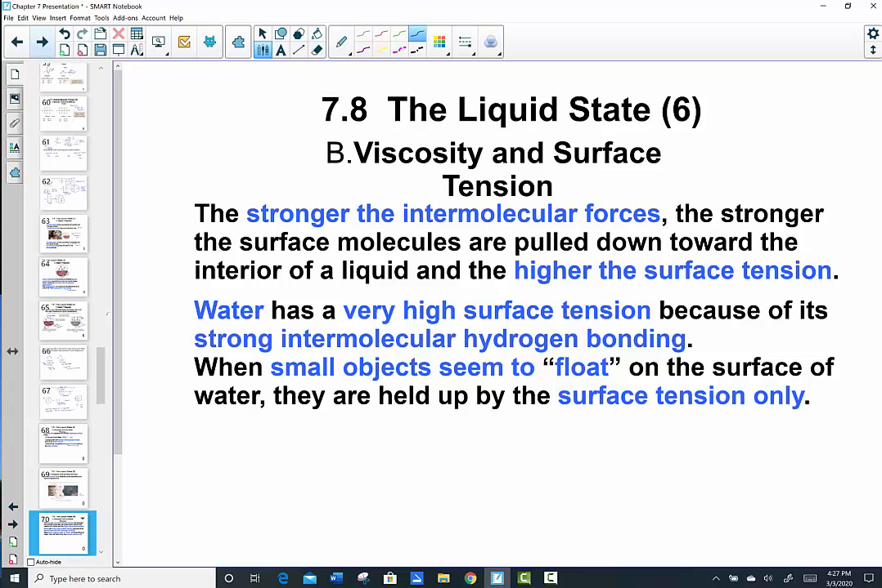And when small objects seem to float on the surface of water, they're just being held up by that intermolecular attraction, creating surface tension. You can take a straight pin and float it on the surface of water. However, if you pierce the surface of the liquid, it will drop right through. So you can float it if you just lie it flat, but if you pierce the top, it will sink.